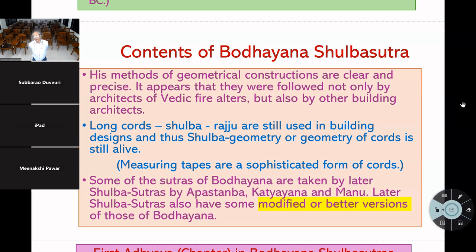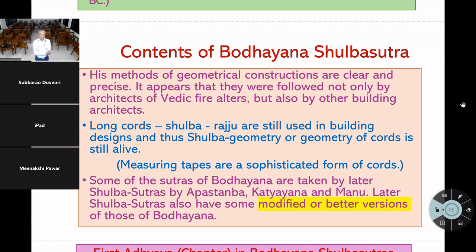Now, Bodhayana being the most ancient geometer. Most ancient means before Bodhayana also there would be, but we don't know who they were. So, the most ancient known geometer is Bodhayana. And the later mathematicians who were geometers and knowledgeable about the Vedas and also mathematics were Apastamba, Katyayana and Manu. And then later Shilva Sutras also have some versions of these sutras of Bodhayana.